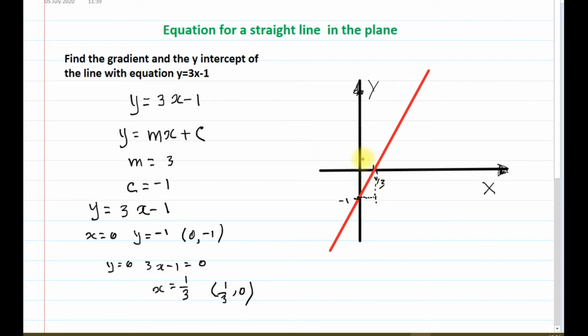So to wrap up, this line y equals 3x minus 1 has a gradient of 3 and a y-intercept of minus 1.